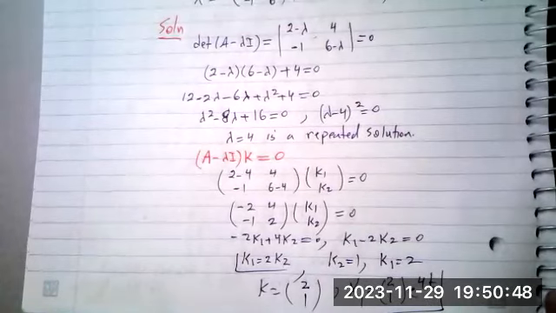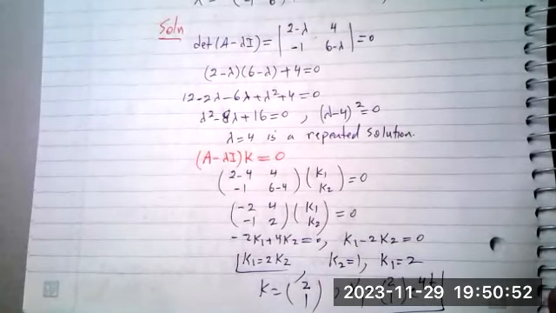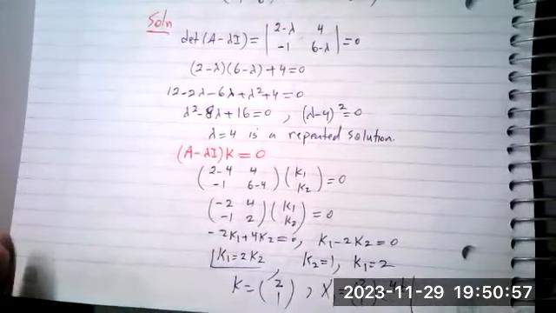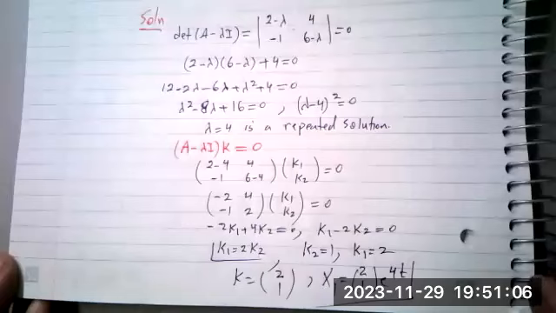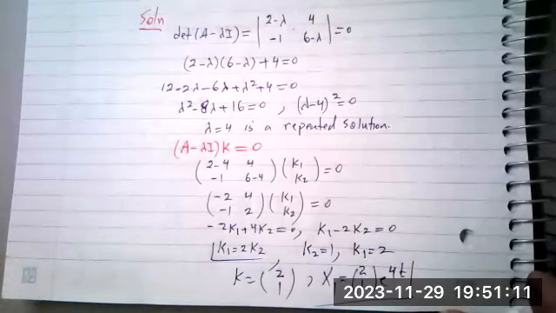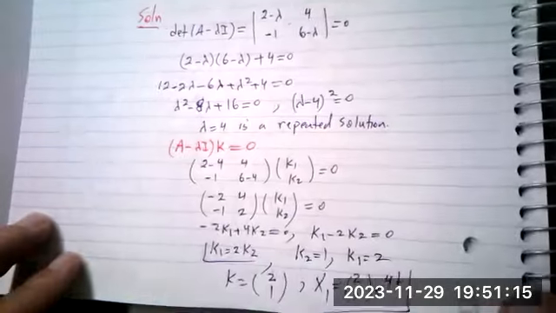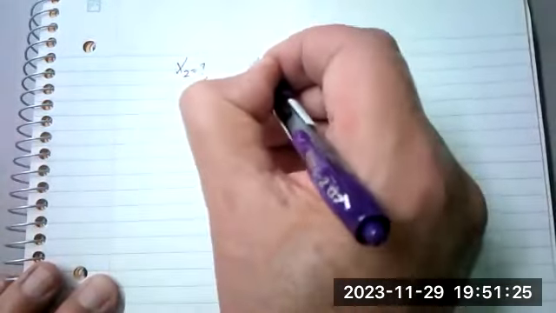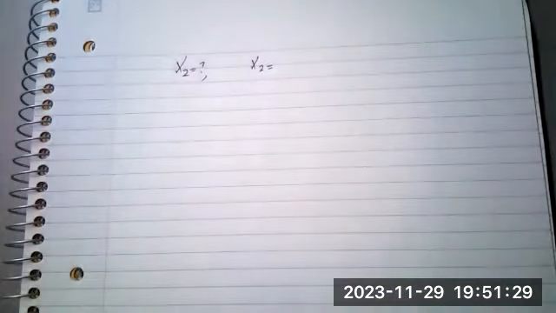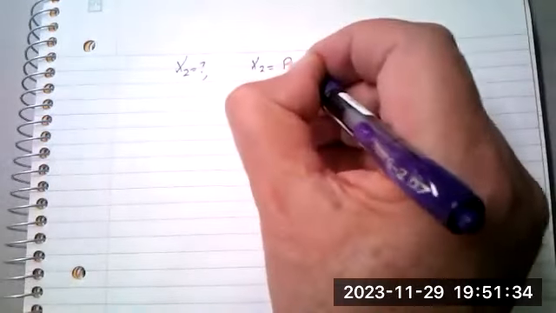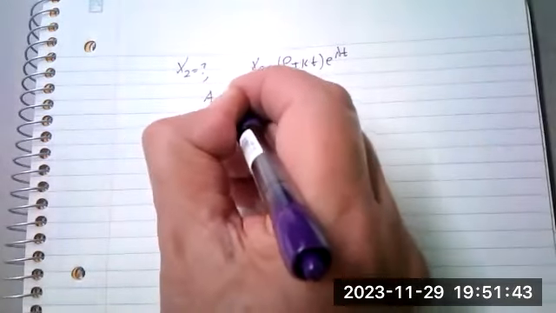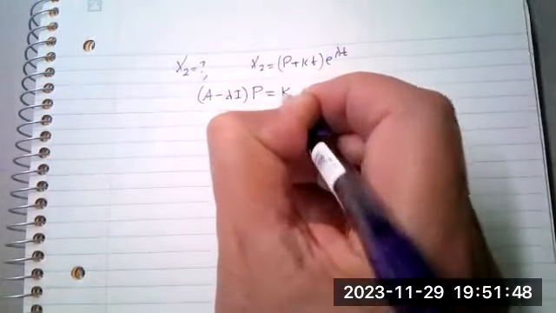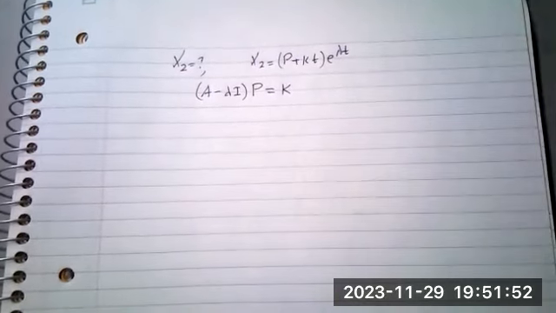Now you have to work on the second one. Work on the vector P. Any question? Are you done with this one? So let's form the second one. We need to find X2. We know that X2 is equal to P plus Kt, times e to the lambda t. So P must satisfy this condition: A minus lambda I times P equal to K.